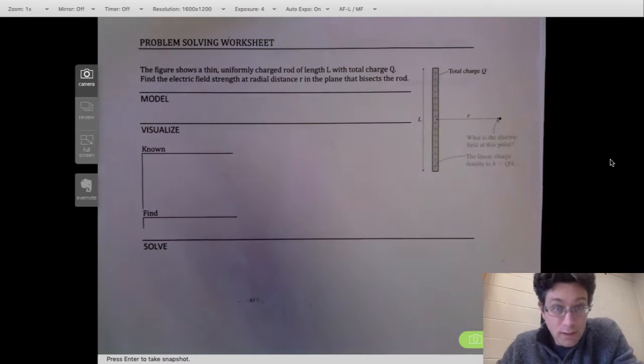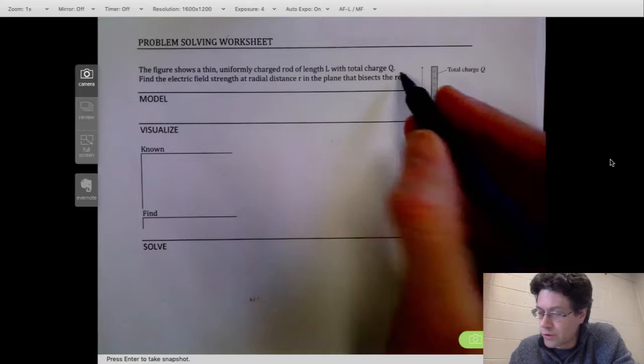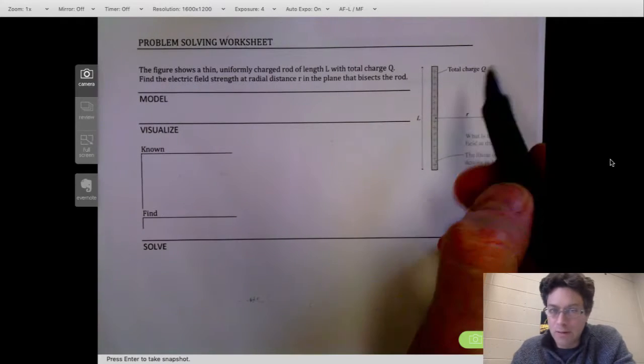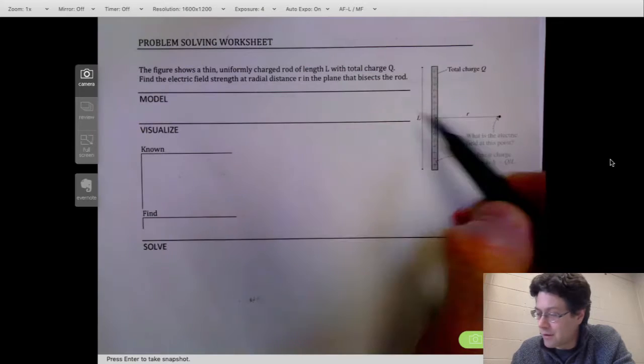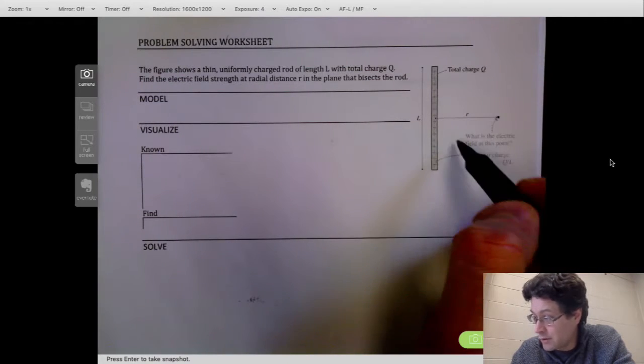So the figure shows a thin uniformly charged rod of length L with a total charge Q, and they were asked to find the electric field at a radial distance R, in the plane that bisects the rod. So actually straight in the middle.